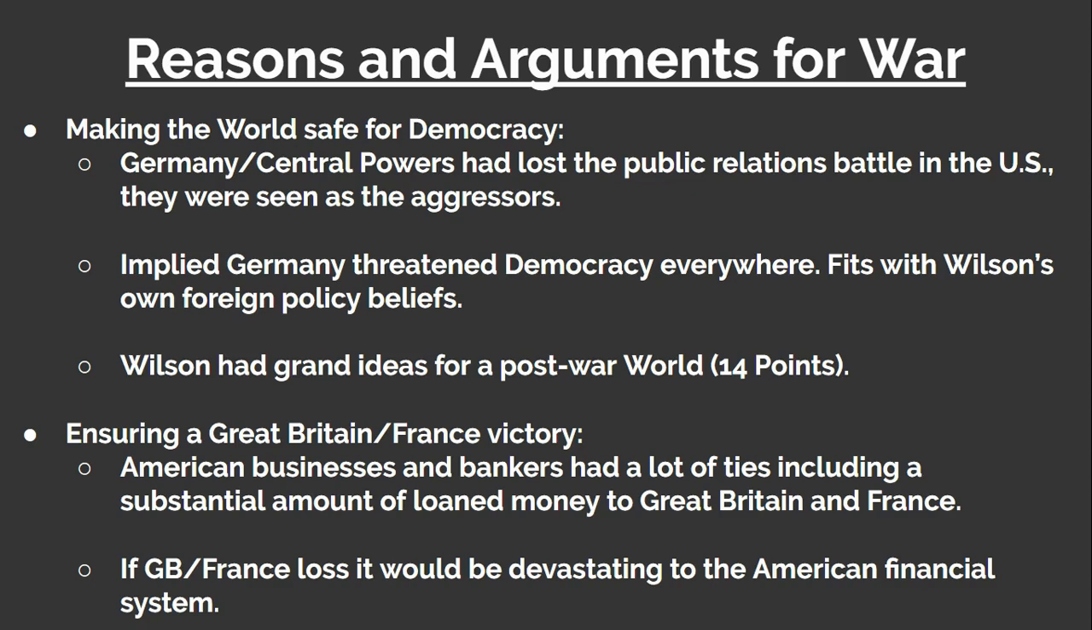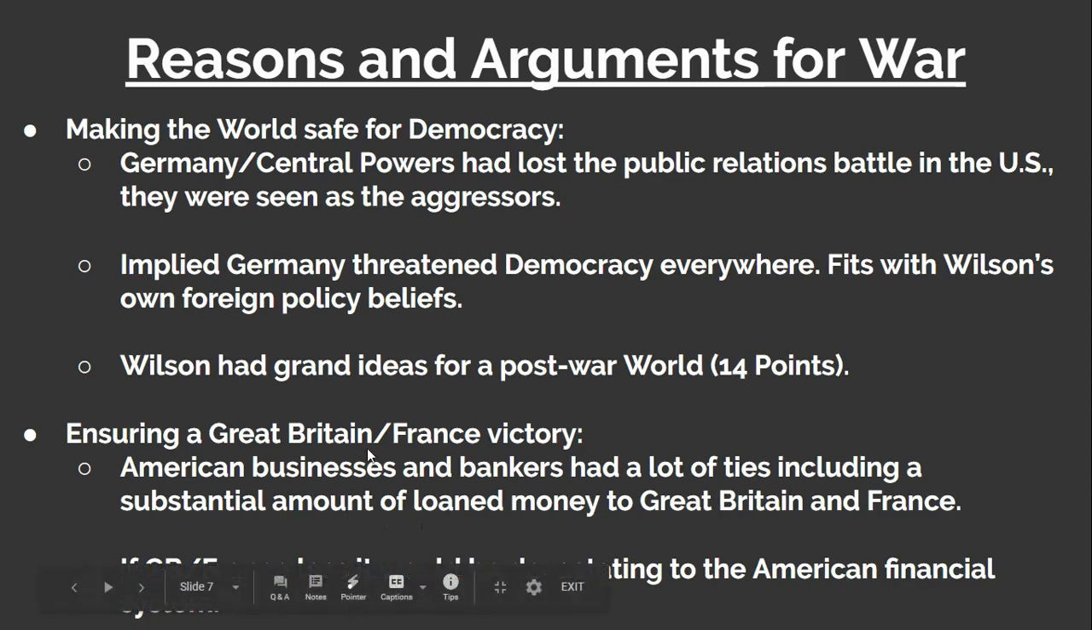One is American businesses and bankers, they had a lot of ties to Great Britain and France, especially Great Britain. A lot of money had been loaned from American banks to Great Britain so they could continue fighting the war. The war was extremely expensive for these European powers. So if Great Britain and France lost, it would have been devastating to the American financial system. They could not expect those loans to be repaid, because then they would have to be repaying Germany for being on the losing end of the war. So you have kind of the more idealistic reason here for making the world safe for democracy, and maybe less idealistic, but just more pragmatic when it comes to the financial system.